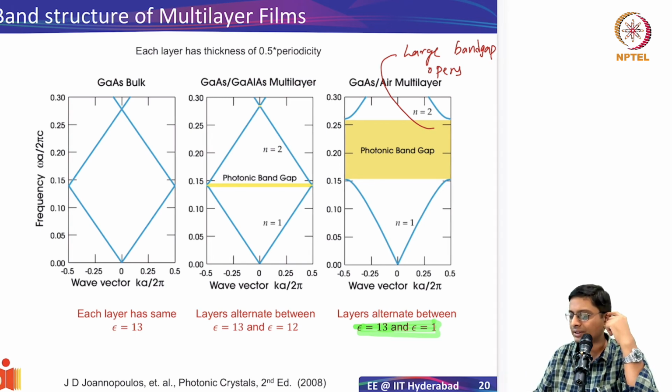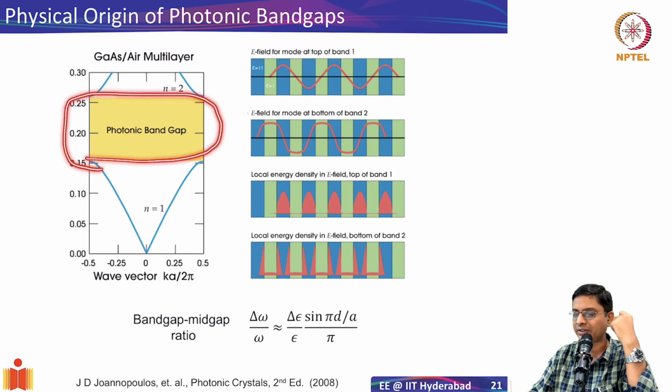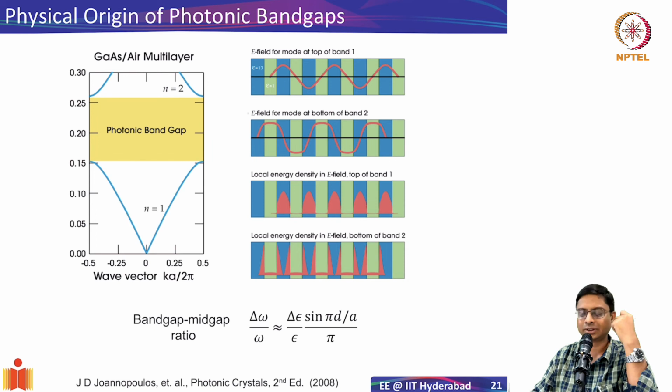To summarize, what happens when you have periodic structures? When you have periodic structures, there is a range of frequencies for the electric field which are not allowed. So this is a band gap, right? A photonic band gap. And just above and below the band gap, you have a very large density of states for a wave to have a solution here and here. Those correspond to the dielectric band and the air band, where the energy is confined.